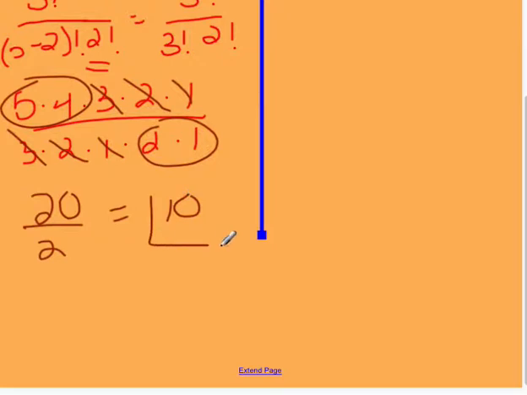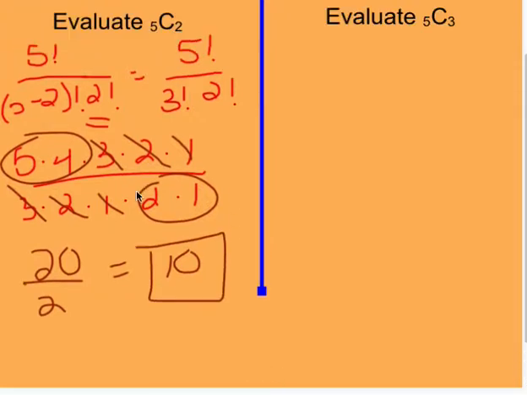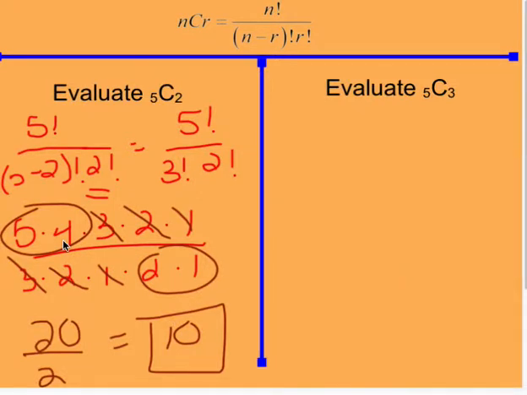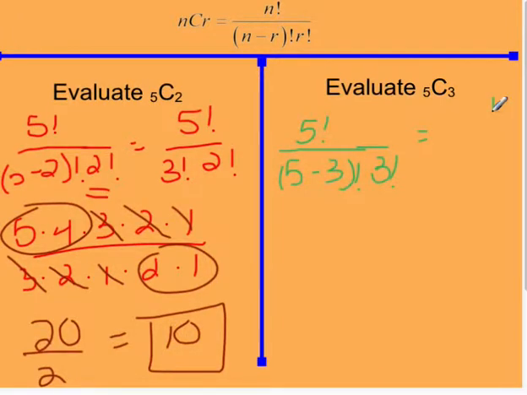So that's your final answer for number 3. Next, let's take a look at number 4. So for number 4, we're going to go ahead and evaluate this. So we have 5 factorial divided by 5 minus 3 factorial, and then we have to add on that extra 3 factorial. So that's going to be equal to 5 factorial divided by 2 factorial, 3 factorial.